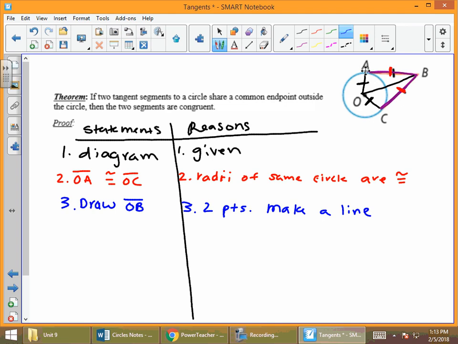So now we have two triangles, and we just proved that one part of that triangle are congruent. Okay? We need to prove some other parts. Is there any other thing we can say is congruent? It's congruent to OB. OB is congruent to OB by what property? OB is congruent to OB by the reflexive property.